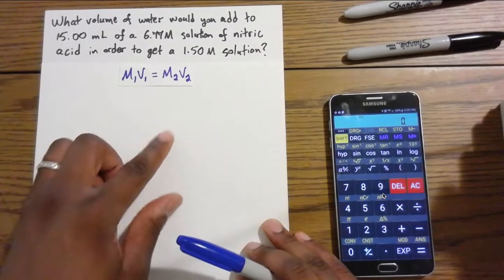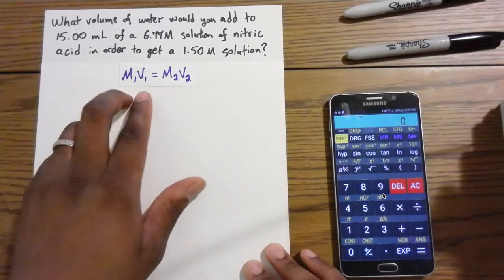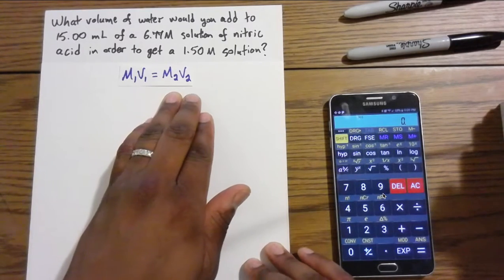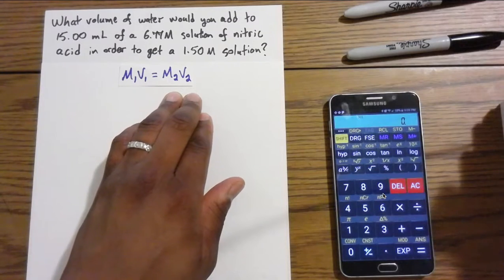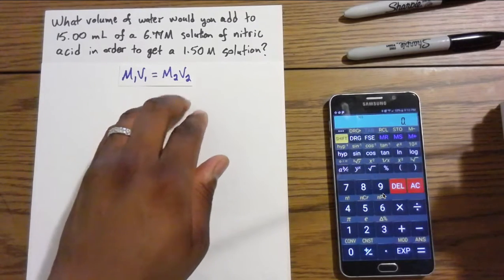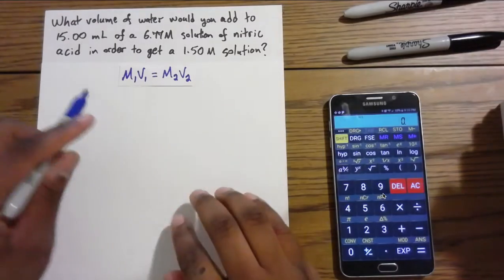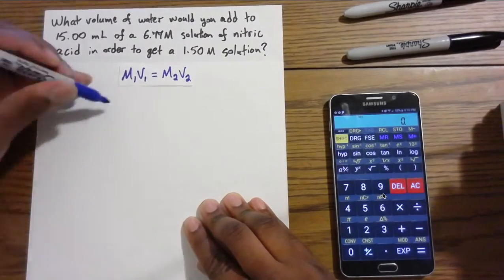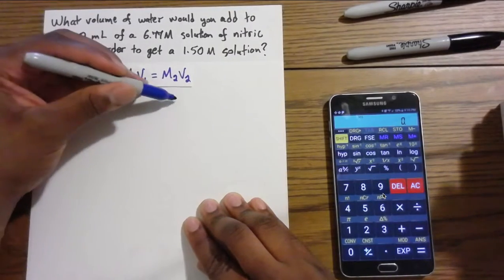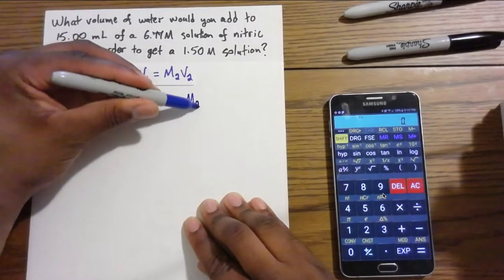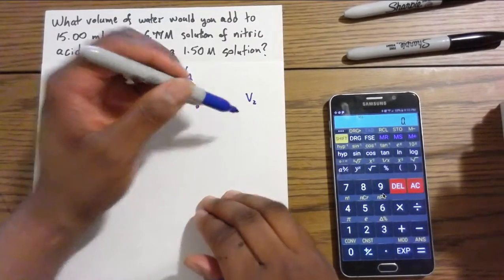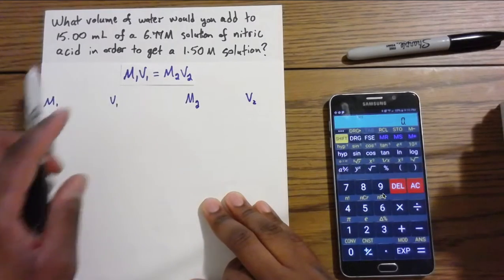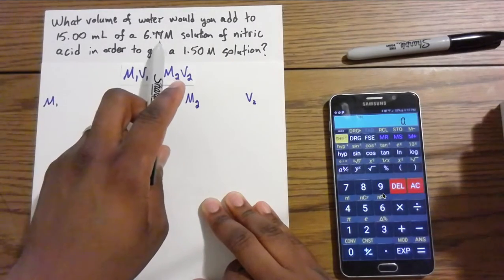M1V1 equals M2V2, where M1 and V1 are the initial molarity and volumes, and M2 and V2 are the final molarity and volumes after the solution has been diluted. So I'm going to write out each item up here: M1, V1, M2, and V2.